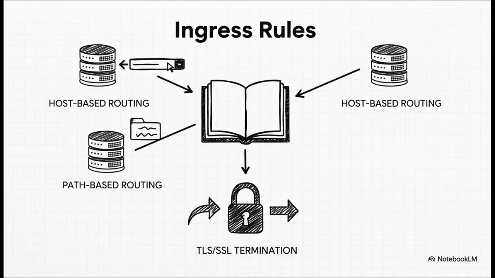You can get super specific with these rules. You can literally say, okay, all traffic for api.example.com, that goes to the API service. But any traffic for example.com/analytics, nope, that goes over to the analytics service. You can even tell it exactly which TLS certificates to use to secure your traffic. It's all declared right there, neatly in one central spot.